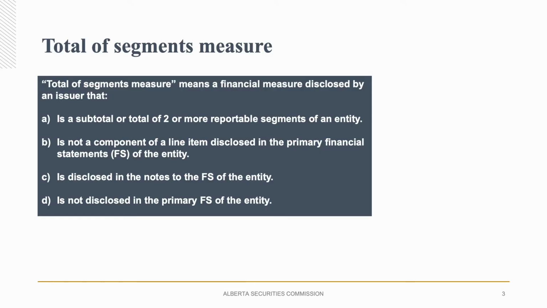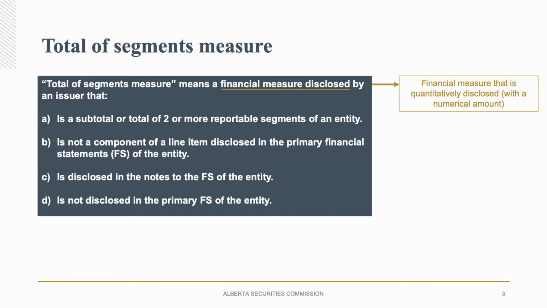Let's start off with the total of segments measure definition. The first important item to highlight is the fact that only financial metrics, and those financial metrics that are disclosed, are in scope. So if a metric is identified only by label without a corresponding numerical amount, then this metric has not been disclosed and is not subject to 52-12. Also, if the metric is non-financial, such as production, number of rigs, or share information, then this non-financial metric is also not subject to 52-12.